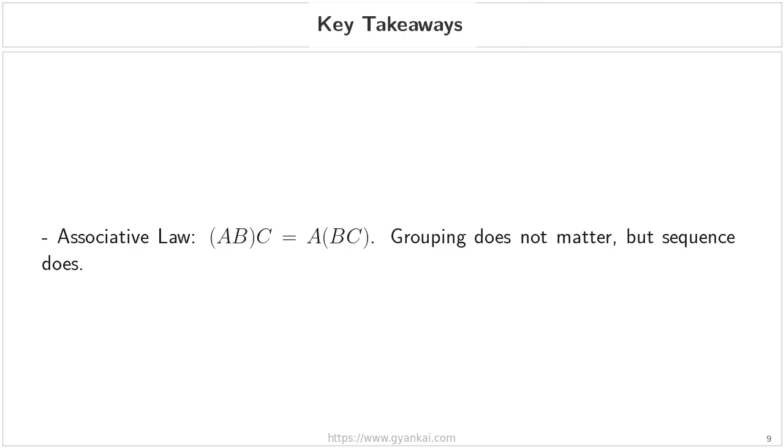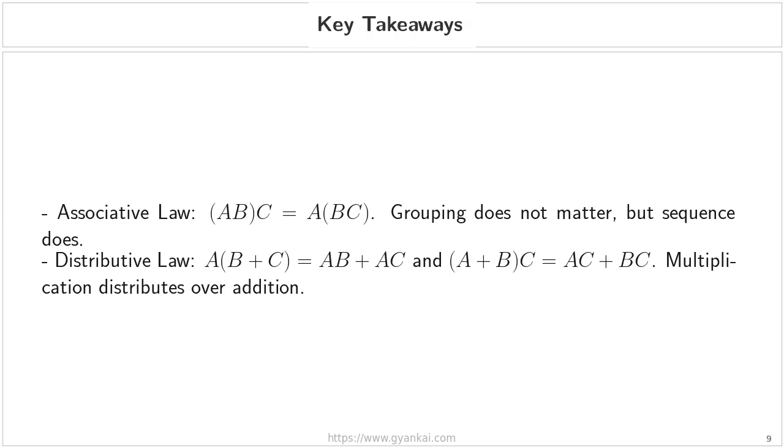Key takeaways. First, let's revisit the associative law. As we demonstrated in our earlier example, the product of A and B, then multiplied by C, is equal to A multiplied by the product of B and C. The most critical point to remember here, which we highlighted in our common mistakes section, is that while the grouping of the matrices using parentheses does not change the result, the sequence of the matrices must remain exactly the same.